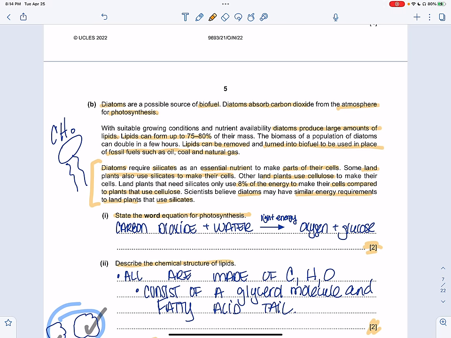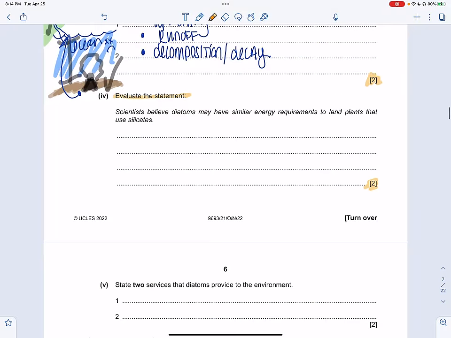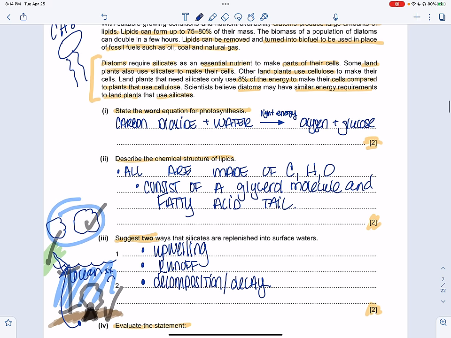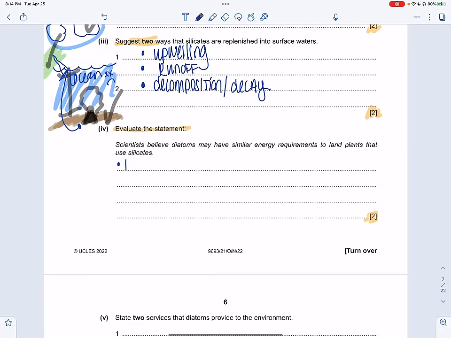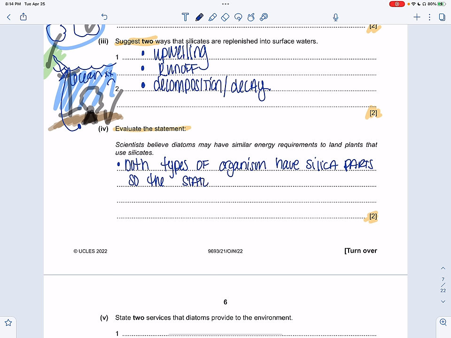Scientists believe diatoms may have similar energy requirements to land plants that use silicates. And so evaluate is like, where is it good? Where is it not supporting? One thing we could say is that they did mention that both types of organisms have silicate parts, where they use silicates. Some diatoms require silicates to make parts of their cells. Some land plants also use silicates to make their cells. So the statement may be justified.